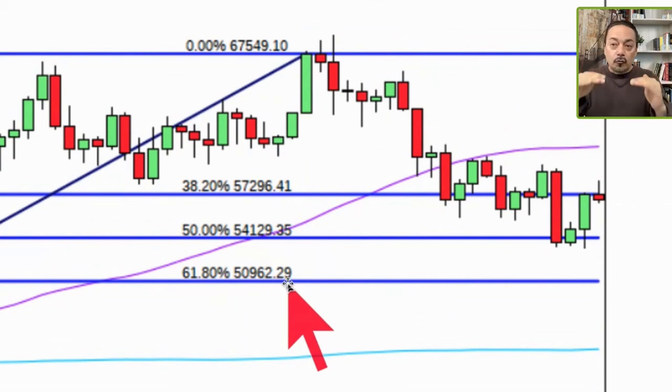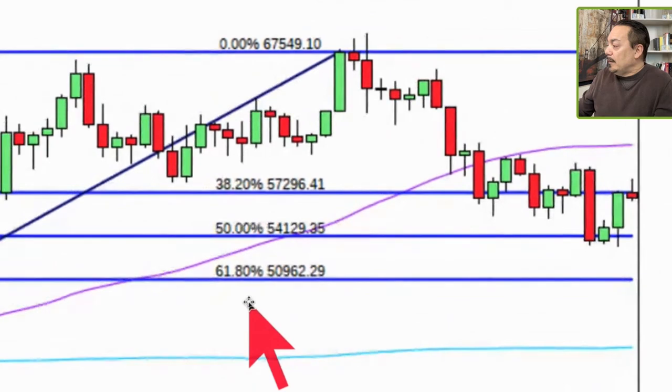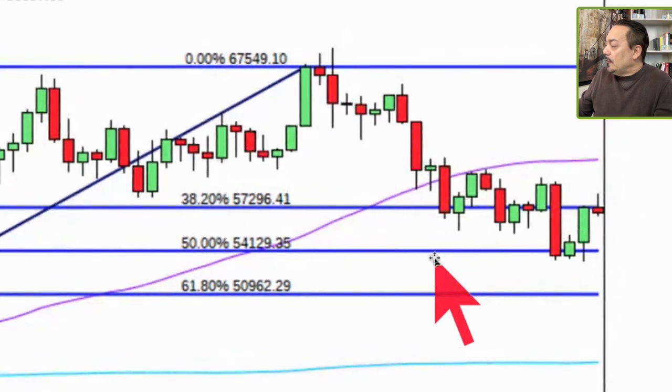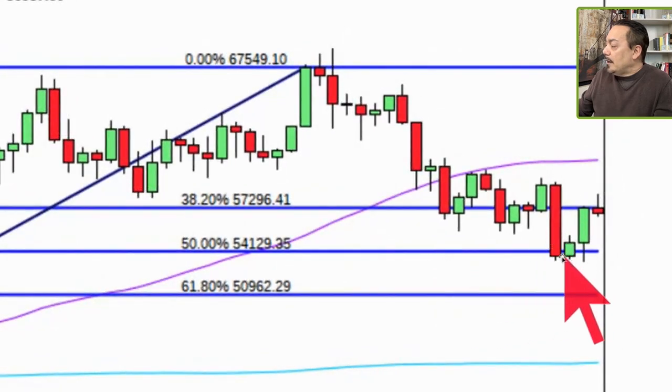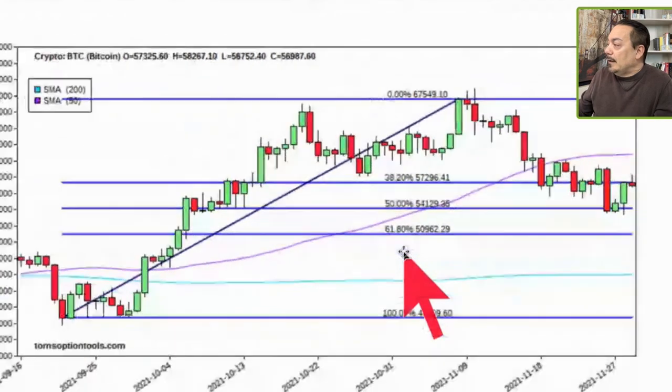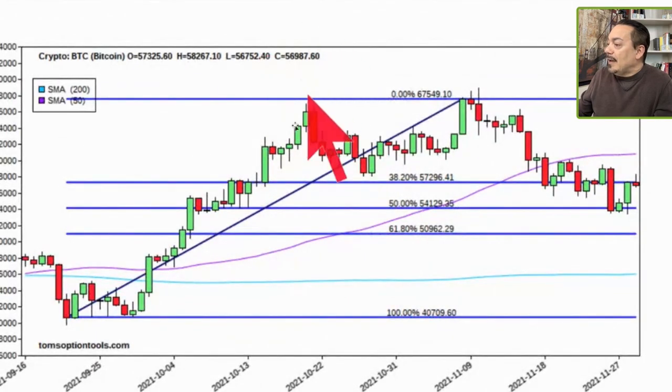So crypto's retracing back. And there we go. There's your crypto retracement levels, which are 57, 54, and 50. Well, guess what we ended up hitting Friday, Saturday, Sunday. We came down and hit the 54,129 level, just below it, for 3 days, and then Sunday, moved up. And by the way, I snapped this early because we're not at 56,987 anymore. We're much, much higher.